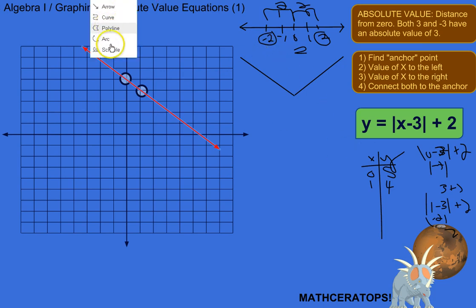I'm going to plug in another x here. Let's say 5. What if I plug in 5 into this equation? So I've got 5 minus 3 plus 2. So 5 minus 3 is 2. So the absolute value of 2 is 2. 2 plus 2 is 4. I plug in 5, I get 4.